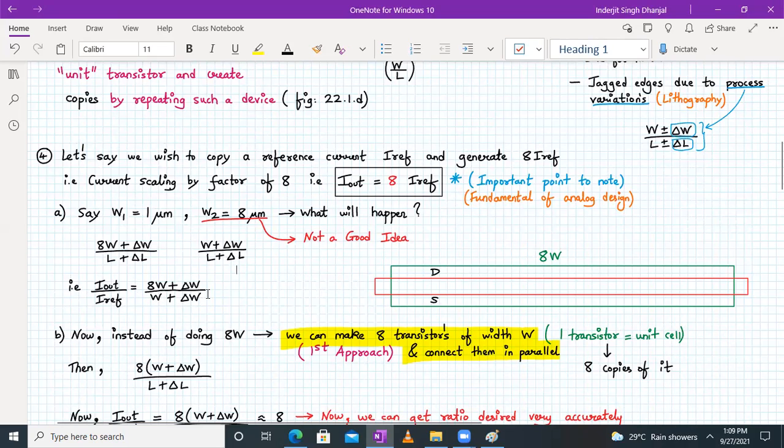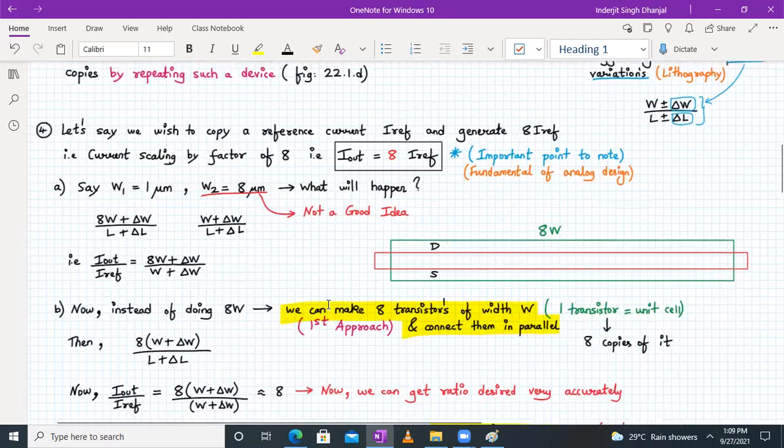Now you see what's the problem over here? We have multiplied the width of the transistor 8 times, so that 8 times delta W will also come, right? That is what it conceptually means. We are increasing the width of one of the transistors to 8 times the normal size, and this is how the mask layout will look on paper.